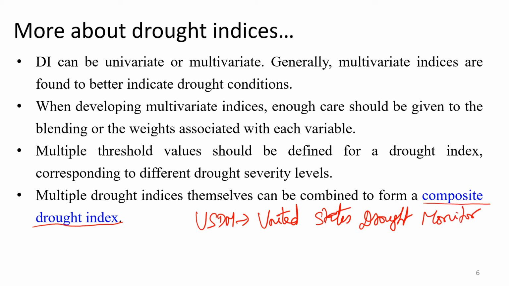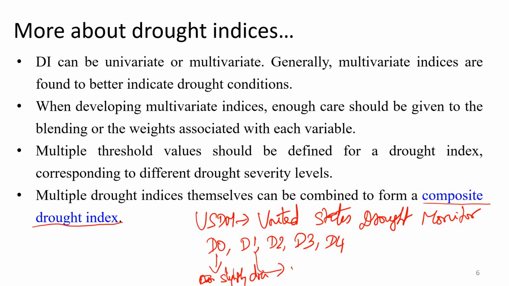What they will do is, every week they will publish a map, and the map will contain only this information: D0, D1, D2, D3, D4. Only this kind of information will be there in the map. D0 represents slightly drier conditions, not still drought.